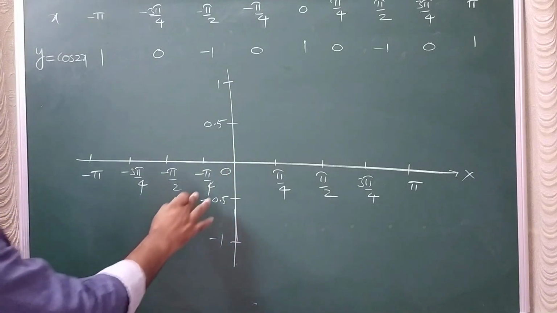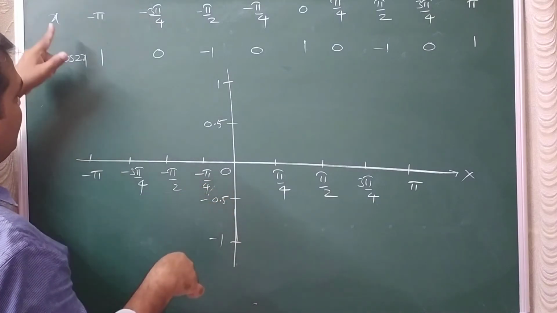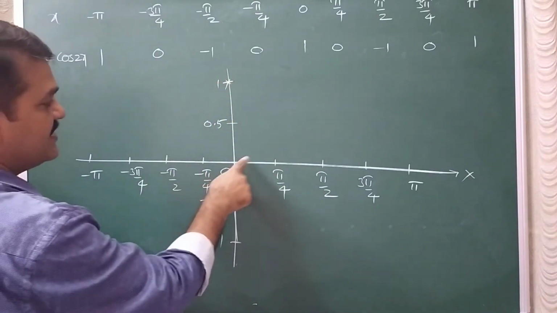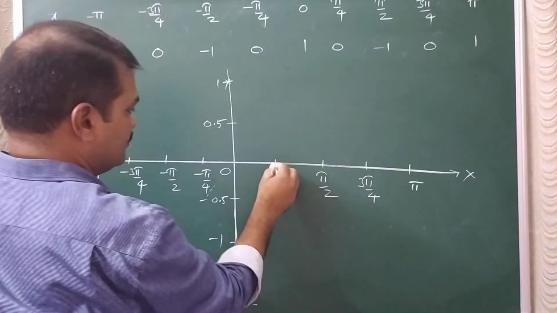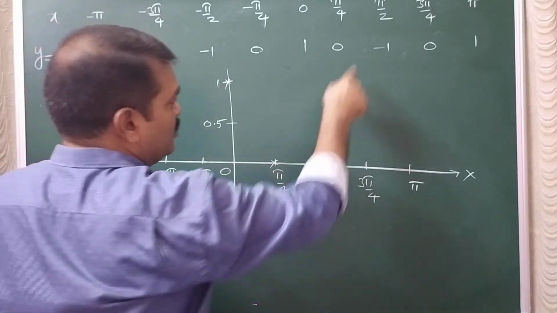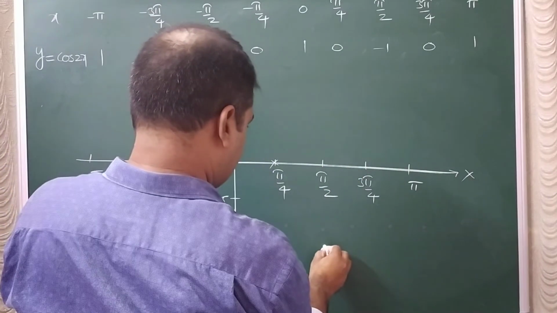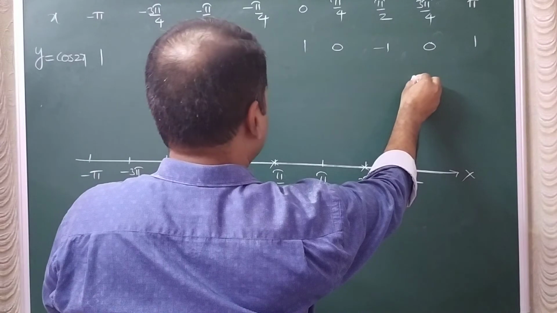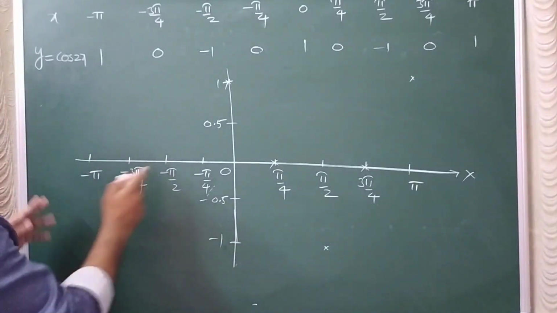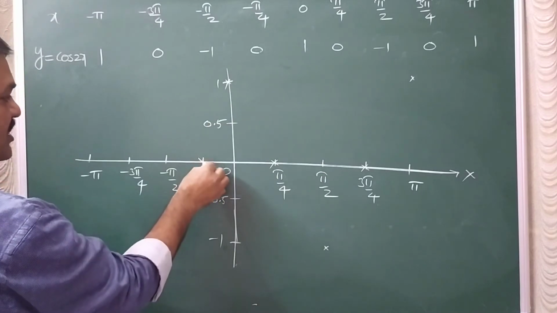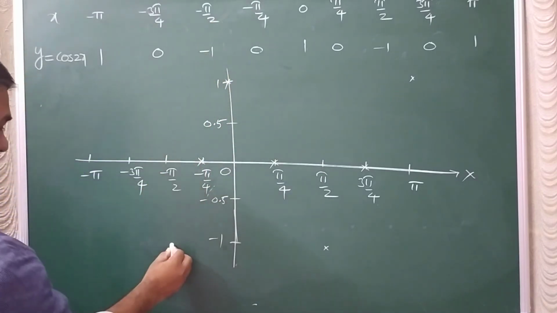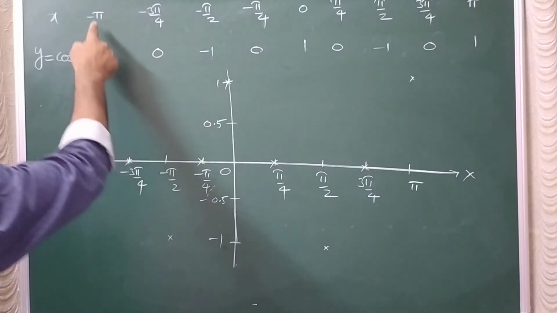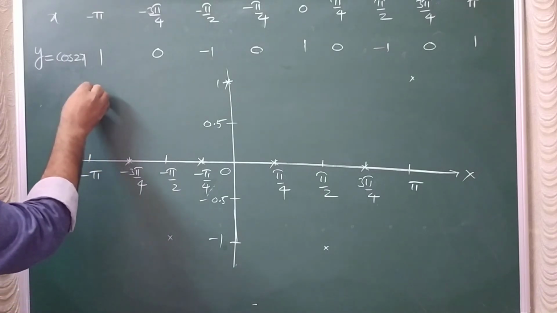Plot the points. When x is 0, y is 1. When x is pi by 4, y is 0. When x is pi by 2, y is minus 1. 3 pi by 4, 0. Pi, 1. Come to negative side. Minus pi by 4, you got 0. Minus pi by 2, minus 1. Minus 3 pi by 4, 0. For x is equal to minus pi, y is 1.